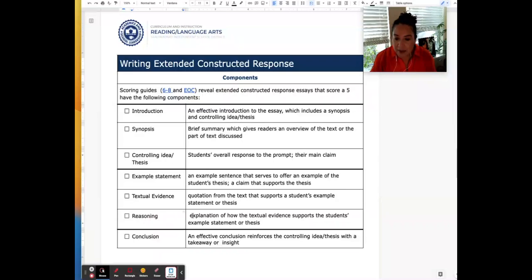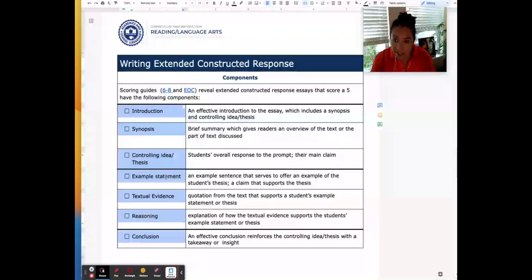And then reasoning statements, those examples of the students explaining how the evidence supports their example statement and, of course, their thesis. And finally, that nice conclusion paragraph that reinforces the controlling idea. And there was some takeaway or insight there too. So that, of course, was a 5. We know that students will be at varying degrees of being able to write at that proficiency. However, we do feel very strongly that every single one of our students can learn how to have these components in an essay and be able to carry that extended constructed response.